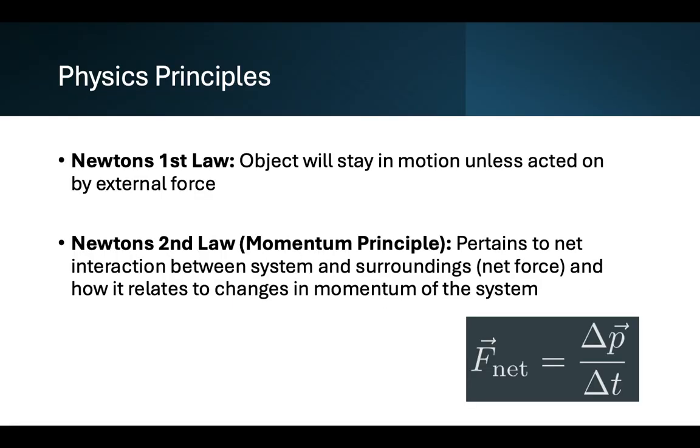Physics principles that were used include Newton's first law, which says that an object will stay in motion unless acted on by external forces, and in our case, the system moves with constant velocity, so there are no net interactions. And Newton's second law, which is our momentum principle, pertains to net interactions between system and surroundings, which is net force, and how it relates to changes in momentum of the system. So looking at our formula, we have delta momentum over delta time.